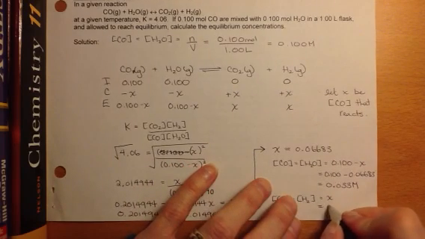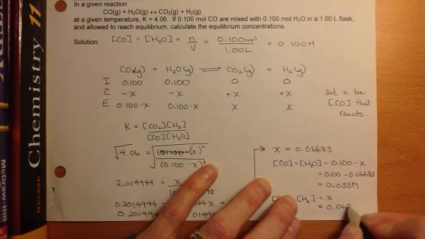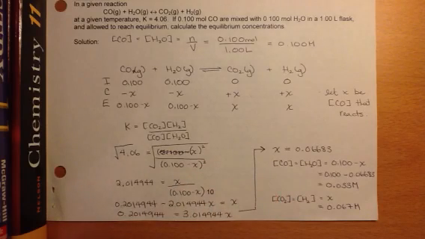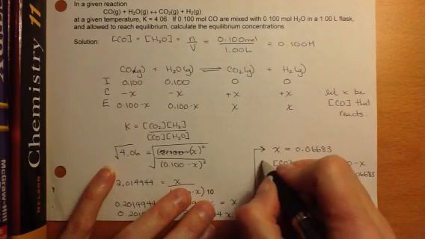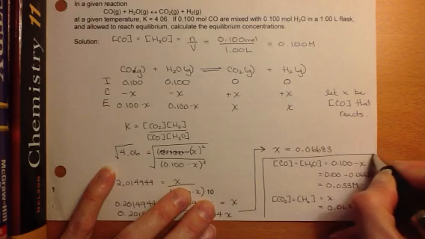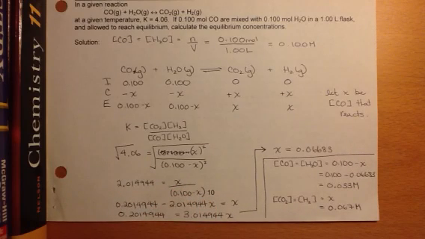For the concentration of our products, they are equal to X. So they will be equal to 0.067 moles per liter with the correct number of significant digits. So this, ladies and gentlemen, represents the amounts that we have at equilibrium for all of our substances.